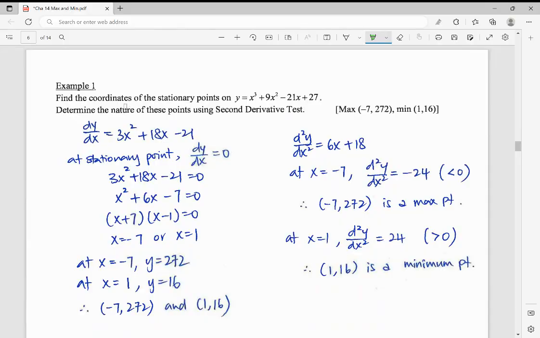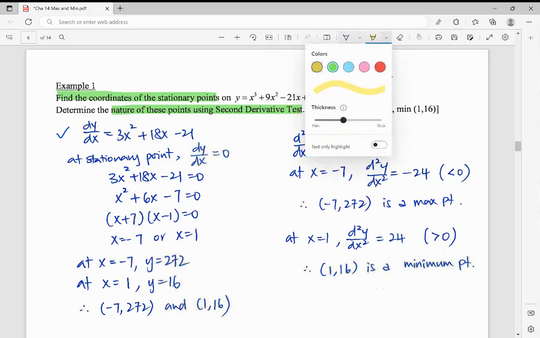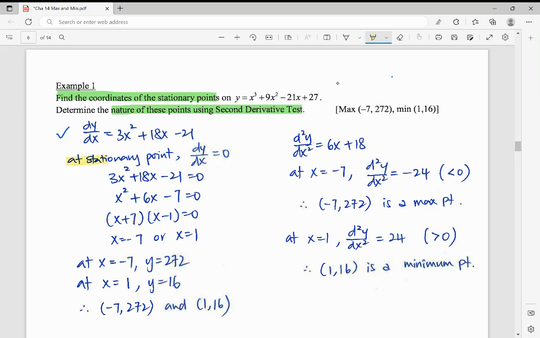In this question, they ask us to determine the nature of the stationary points using the second derivative test. But before that, they have also asked us to find the coordinates of the stationary points. So let's do the first thing. To find stationary points, we know that we need to use dy/dx. Once I have my dy/dx, at stationary points, I write down dy/dx equals 0. I form my equation and solve for x, and I will get two x values: x equals -7 and x equals 1.